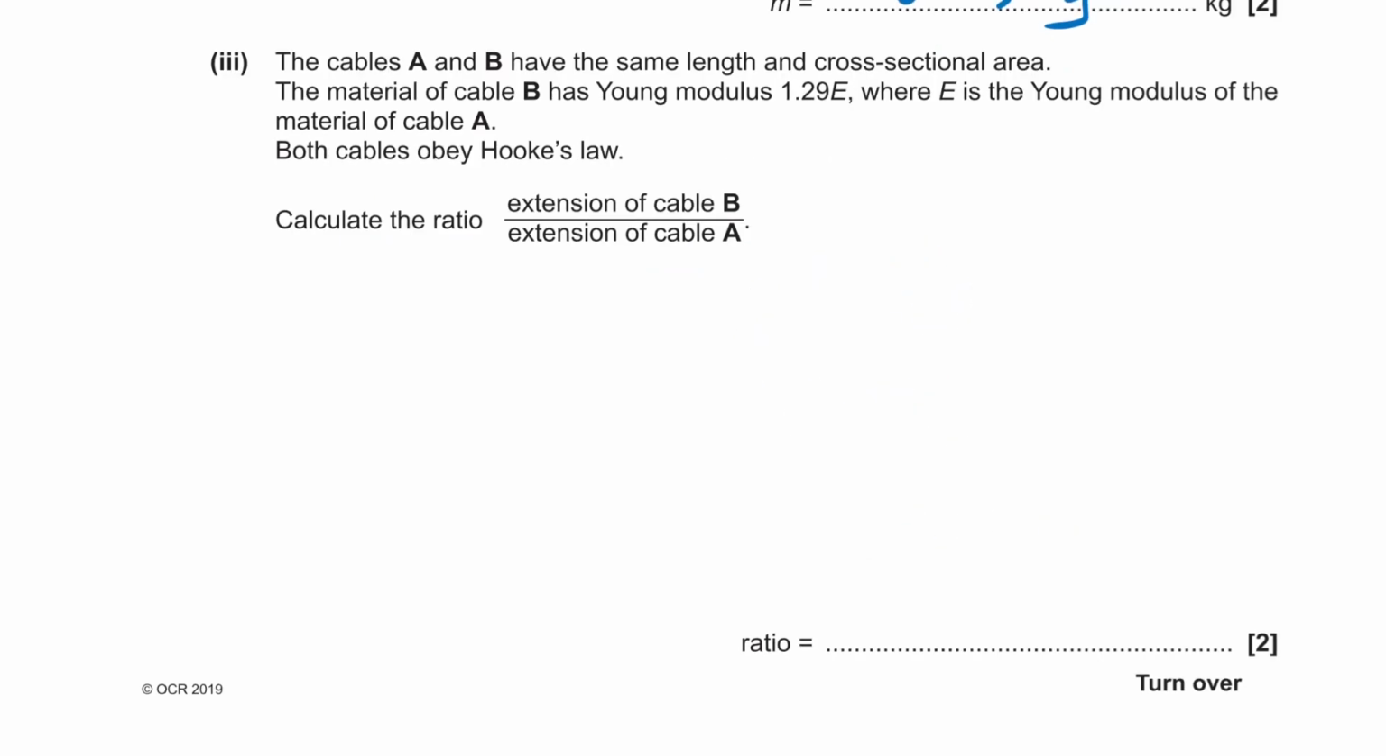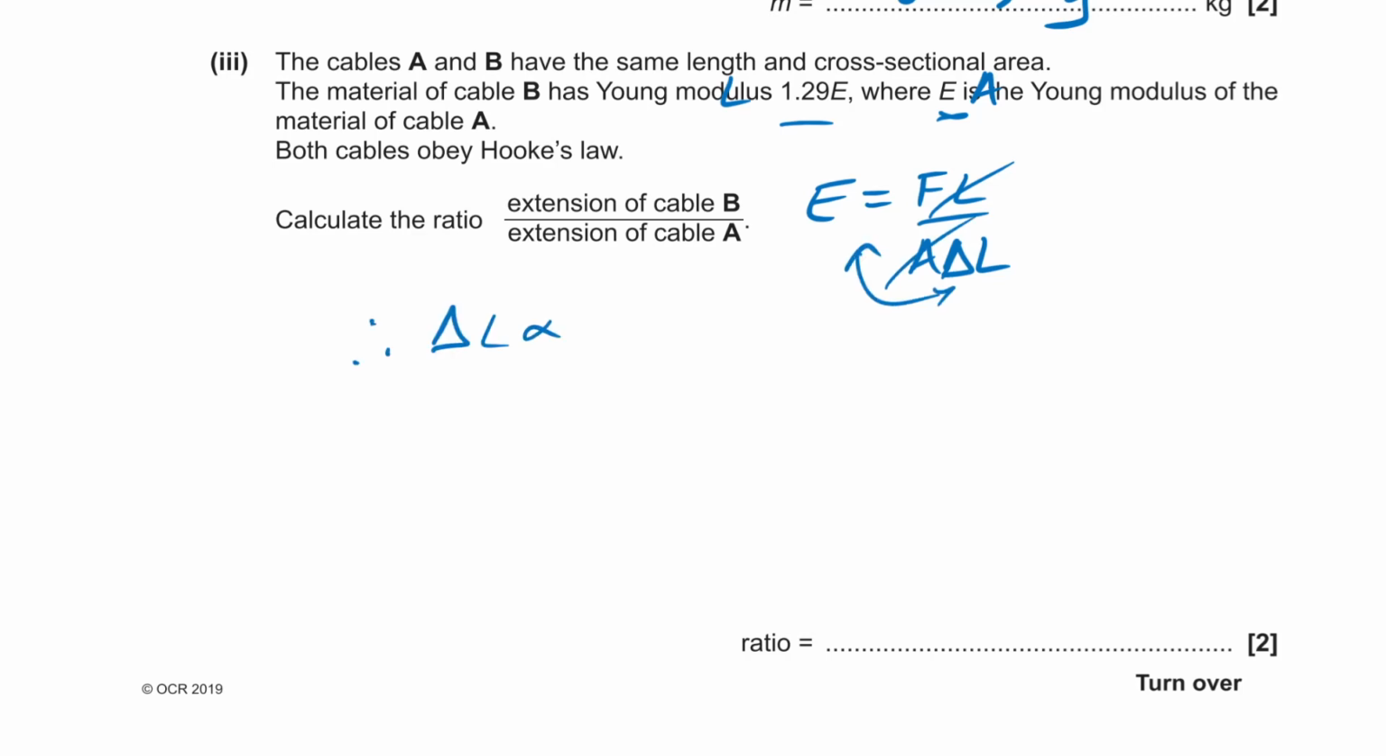Next, we're being asked to calculate the ratio of extension of B to extension of A. So we have the same length and same cross-sectional area, but we have different Young modulus and of course force as well because we know the tensions are different. So let's write down the Young modulus equation. E is equal to FL over A delta L, and we know that L and A are staying the same, so let's cross those out, and so we now have a proportionality equation. Delta L is proportional to force, tension in this case, divided by the Young modulus.